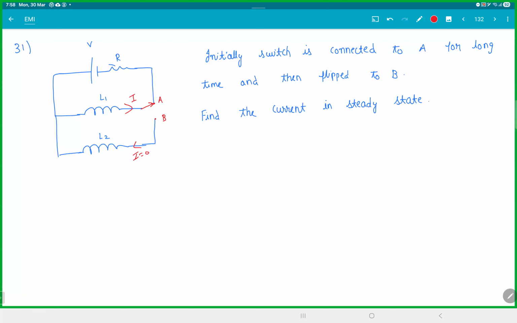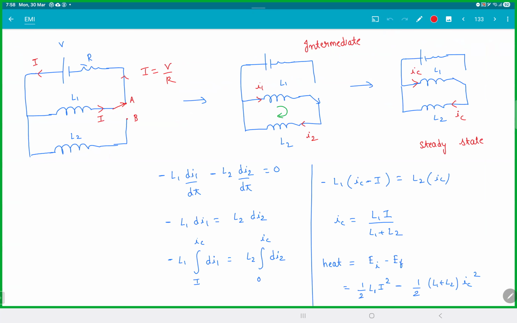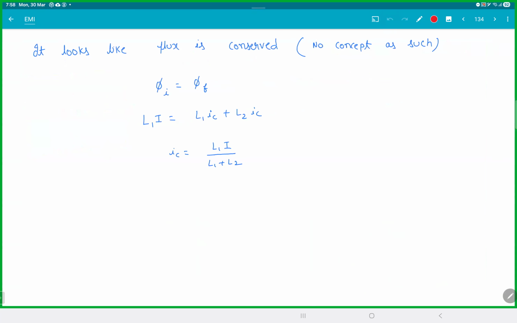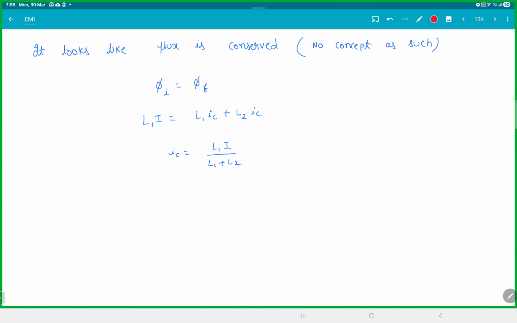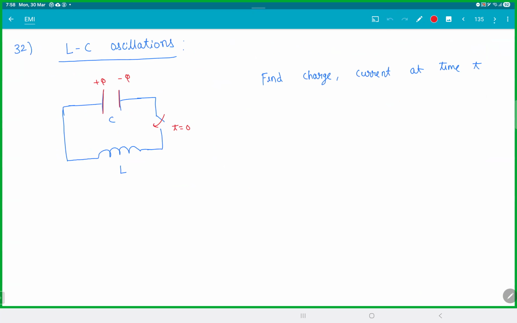Unlike a capacitor, inductors are not good with each other. They start fighting with each other. So you actually start getting a lot of sparks and you lose energy. So there, we did a very good proof here. You should check it out. So the whole question, end of the day, it looks as if flux is conserved. There is no concept called flux conservation, but the answer looks like that. Should check out this also, 31.